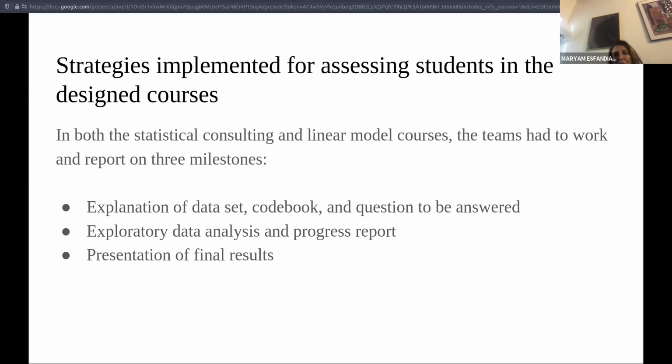A strategy implemented for assessing students is that in the statistical consulting work, they had to report on 3 milestones, and this was really good. First, they had to tell us what the data is, what their code book is, what question they want to answer. Second milestone, EDA, progress report. Last milestone, presentation of results. And Sam and I were present in the progress reports too, and each group was supposed to tell us where they are and what they're doing. And they found that very helpful.